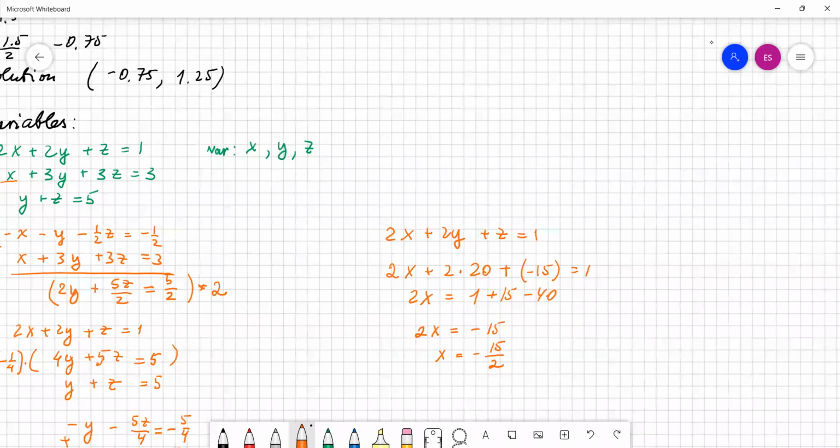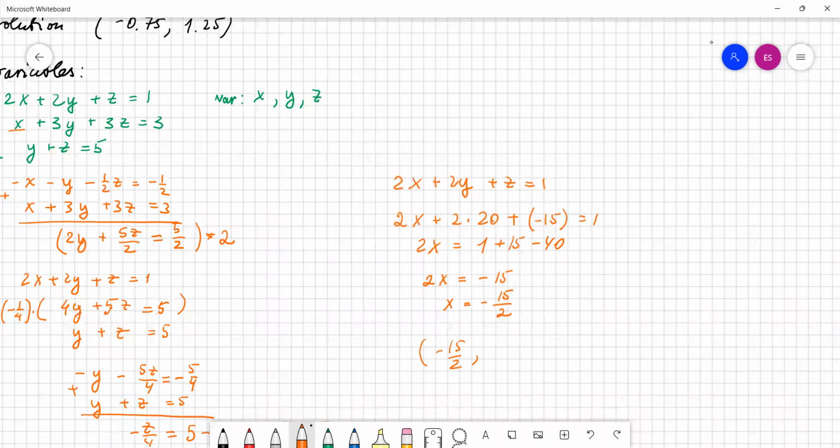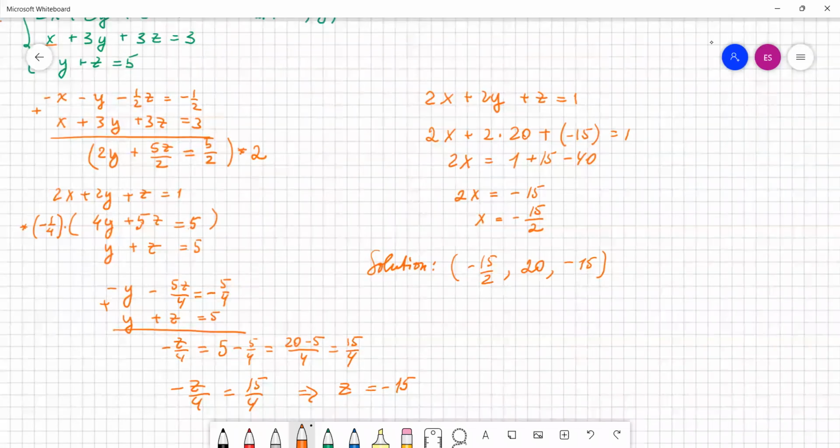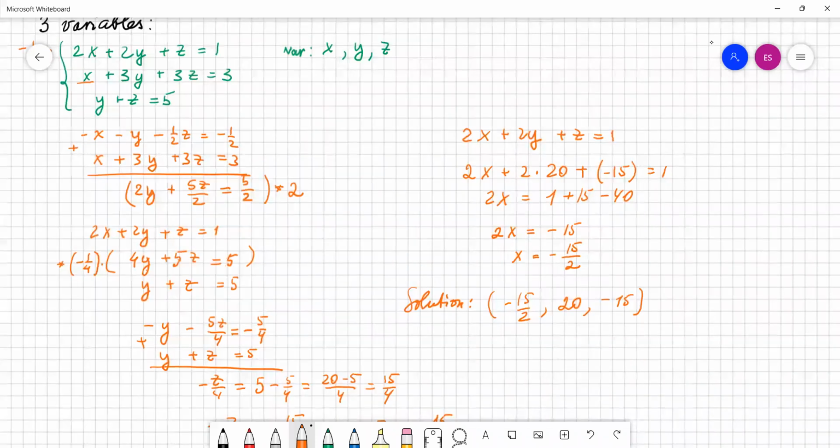Well, then my solution is x equals minus 15 over 2, y is 20, and z is minus 15, sorry. Started writing down 15 too high. Well, that's the solution. A solution is supposed to what? If you plug it into your equation, it's supposed to turn it into a true statement. Well, I'm checking equation number 3. For equation number 3, everything works. We can check equation number 1 or 2. But, well, basically that's all.